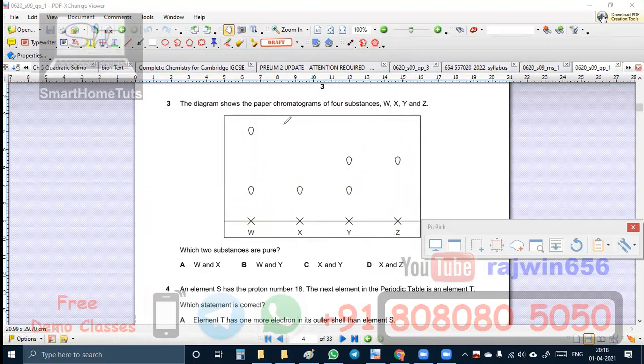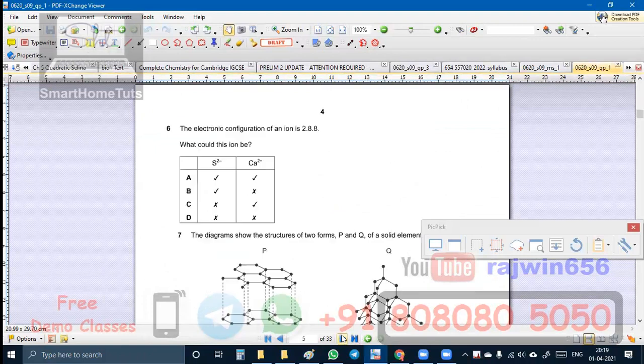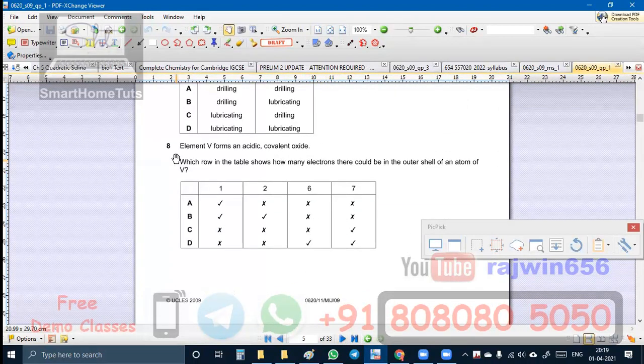The next question that I'm taking up after 3 is question number 8. Element V forms an acidic covalent oxide. Which row in the table shows how many electrons could be there in the outer shell of an atom of V?